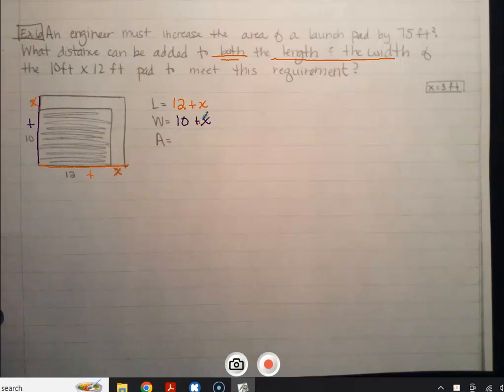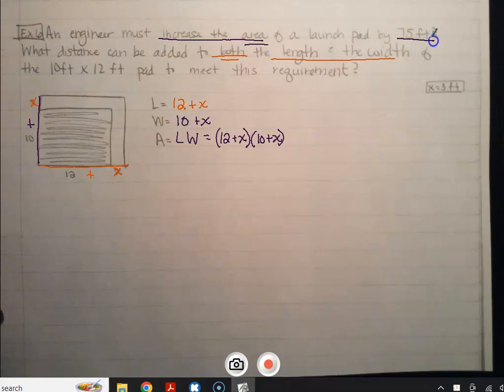So then how about my area? This one's a little trickier, right? Area is typically length times width. Okay, so in this case, that would be the quantity 12 plus x times 10 plus x. And I say it's tricky because it says we must increase the area of the launch pad by 75 feet. So this isn't the entire area. We have to increase, so that's plus. So it's these measurements plus 75.